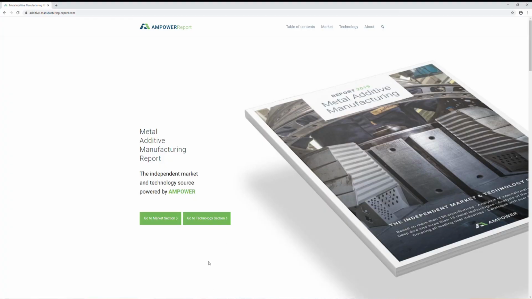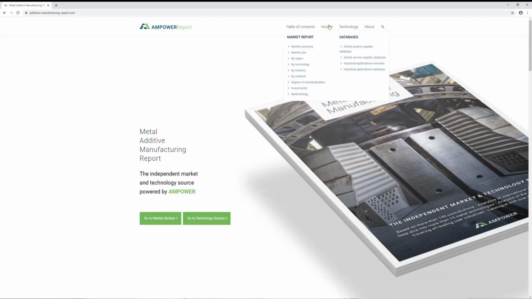So, if you open this web page, you're going to see that there are two different sections of the report. The first section is the market section. In the market section, you will see all the data about market numbers. So, typically, market sizes, the different market volumes by region, by technology, by industry, and so on. Now there's another section, which is the technology section. In the technology section, we give an overview of the different metal additive manufacturing technologies.